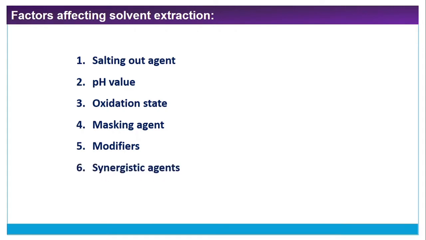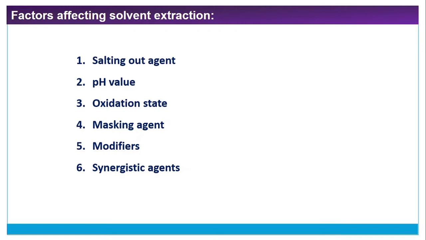The sixth factor is the synergistic agent. These agents are added to the organic phase in order to enhance the extraction process. They form complexes which are extracted in the organic phase. Neutral organic phosphorus compounds added to acidic organic phosphorus compounds exert a synergistic effect. So these are the agents added to the organic phase in order to enhance the extraction process. These reagents are called synergistic agents.